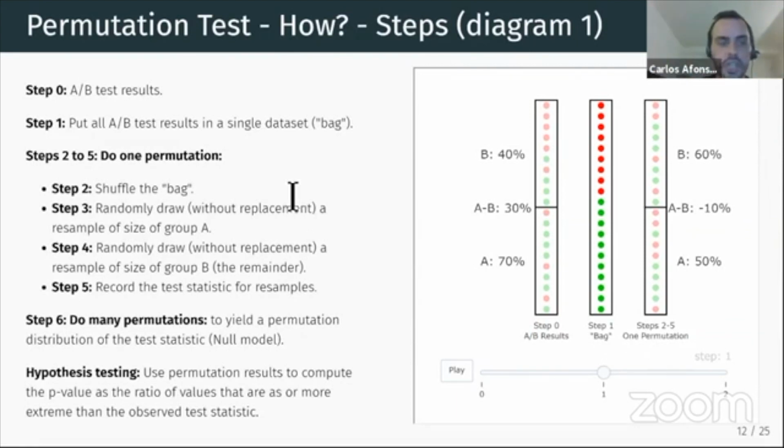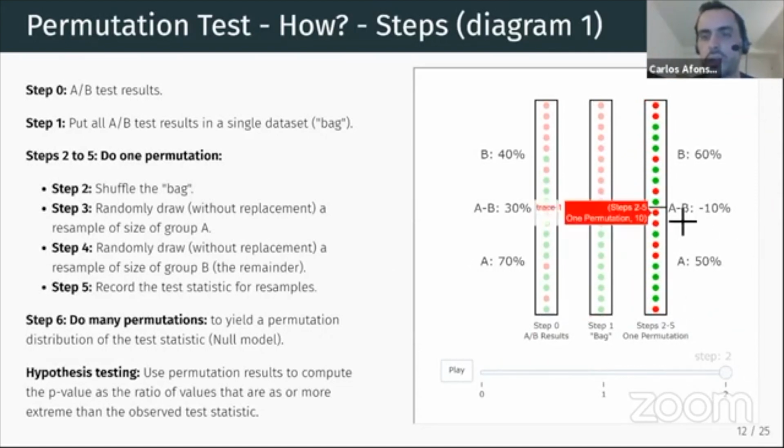Now, to do the permutation, the first thing we have to do is shuffle the bag, shuffle the data, and that's step 2. Step 3 is to randomly draw a sample of the size of group A, and then one for the size of group B. And step 5 in the end is to compute the statistics again for those resamples. I'm doing that all in one go. So that's the resampling, okay? And then we just split the resampled data. This is the randomization. We are shuffling the bag, and then we're just splitting it in half so that we have 10 for group A and 10 for group B.